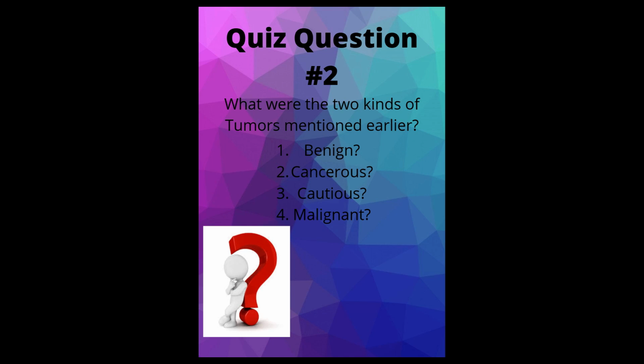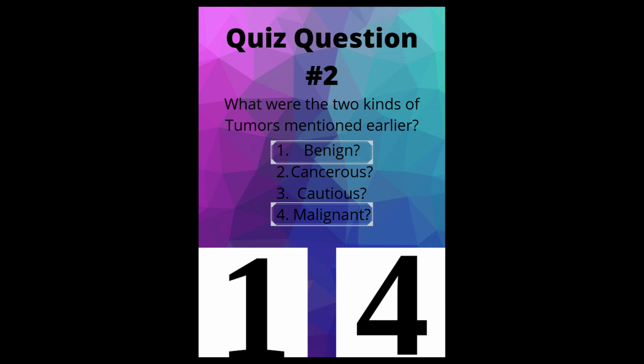You thought it was over, but we actually have another quiz question. What were the 2 kinds of tumors mentioned earlier? You can see we have benign, cancerous, cautious, and malignant. I'm going to give you a few seconds. I'm assuming you said number 1 and number 4, because we got the benign and malignant tumors.